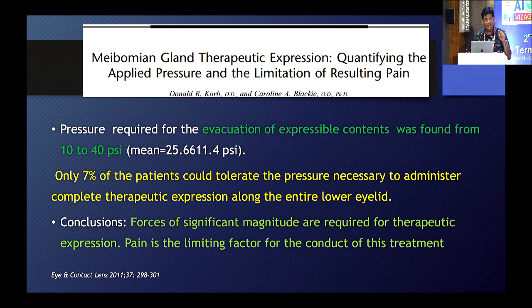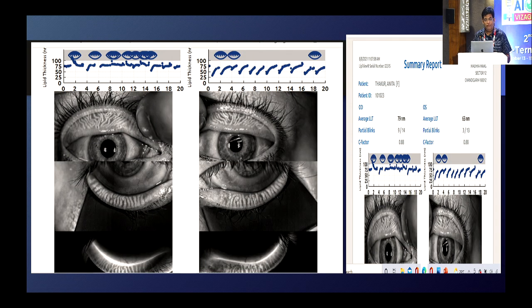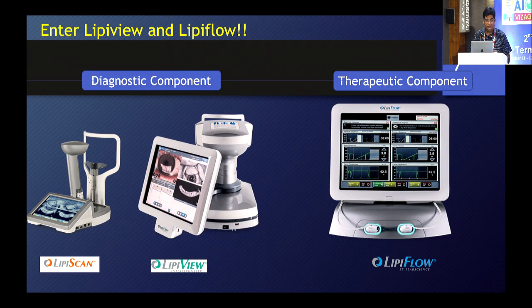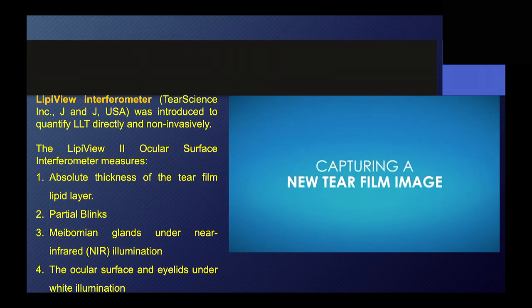When we look at meibomian gland therapeutic expression, one study found that only 7% of patients could tolerate the amount of pressure that is required to completely empty the meibomian glands. So we are lucky to have a system by which we can have the meibomian glands imaging in front of us, and the quality of the tear film. So enter LipiView and LipiFlow. This is a composite unit with a diagnostic component and a therapeutic component. The diagnostic is called LipiView and the therapeutic is called LipiFlow.